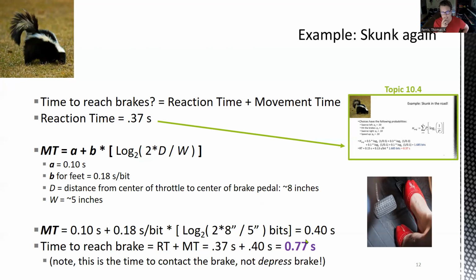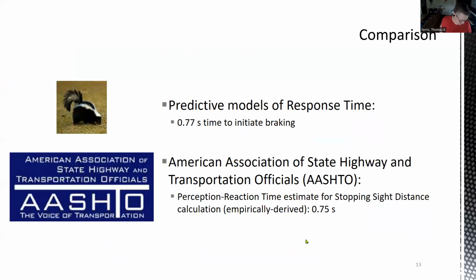Now, does this make sense? I crest the hill. I see that there's a skunk. I decide I'm going to brake. 0.75 seconds later, I have my foot on the brake ready to depress. Okay, I think that makes sense. That's a good timeline. And check this out.